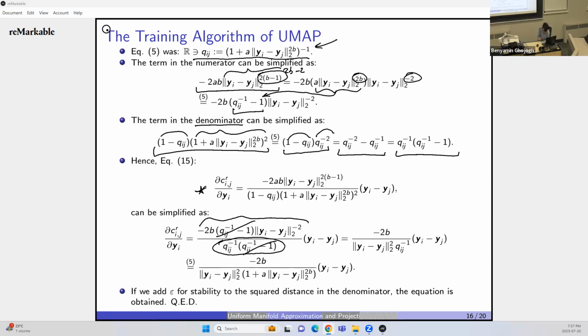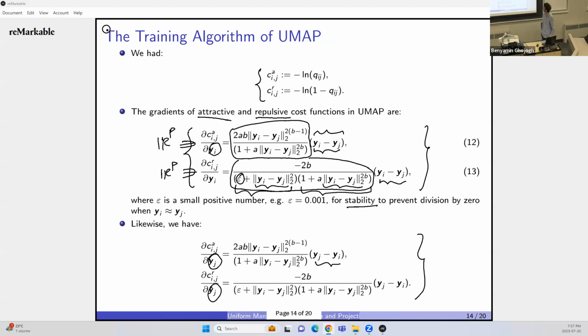I bring this in the denominator. I also have this Qij inverse in the denominator. I have minus 2b here. Also have yi minus yj here, right? Also, according to equation 5, the definition of Qij, I can replace Qij inverse with this in the denominator. And this is exactly what we had in equation 13, and we proved that. We proved equation 13. Okay.